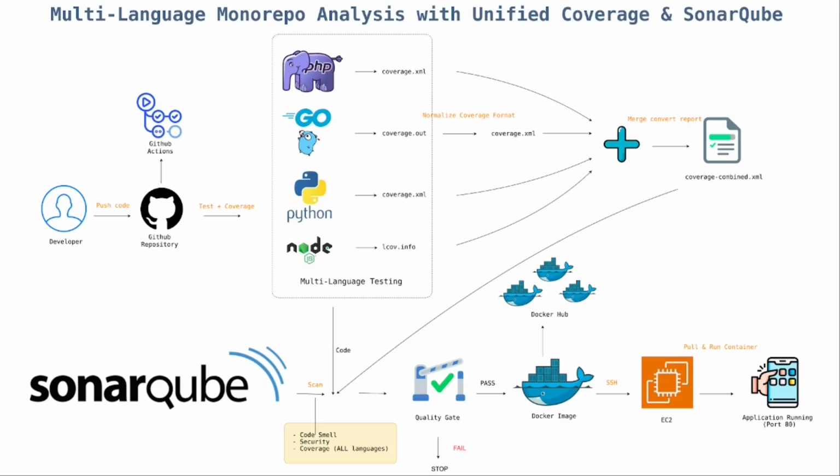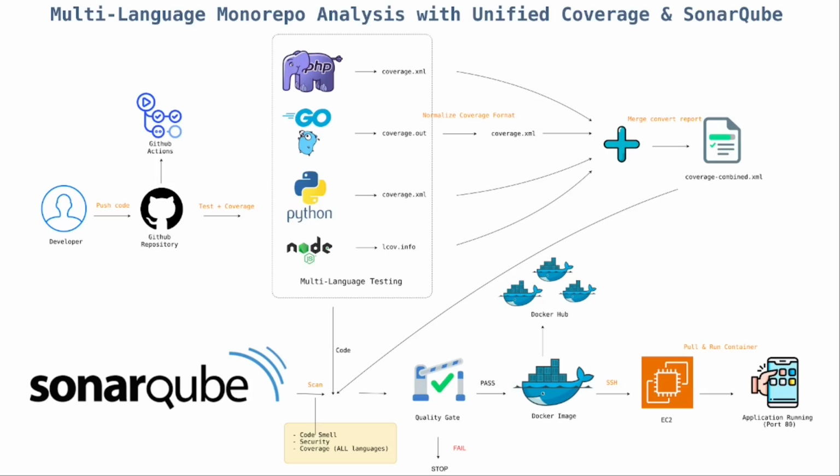4. Merge coverage reports. After normalization, all coverage reports are combined into a single unified file called the combined coverage XML file. This unified report provides a complete view of the coverage across all services in the system, instead of treating each service separately.